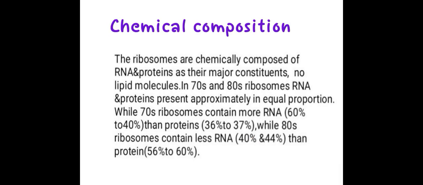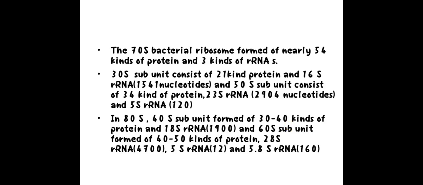Chemical composition. The ribosome is chemically composed of RNA and proteins as its major constituents. No lipid molecules, only RNA and proteins. In the 70S and 80S ribosomes, RNA and proteins are present approximately in equal proportion, while 70S ribosomes contain more RNA than proteins, 60% to 40%, while 80S ribosomes contain less RNA than proteins.